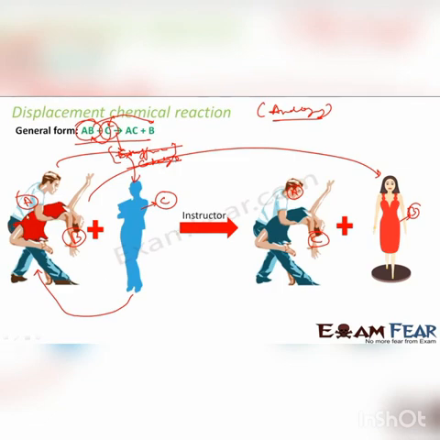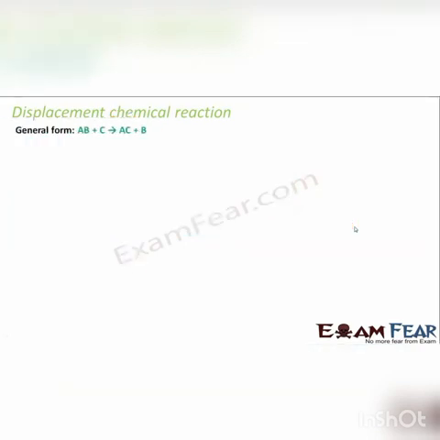But at the end of the day, what's happening is A and B were dancing, C came, and now A and C are dancing, and B is gone, right? So this person C took the place of B, and B is out now. Correct? This may happen in real life when you're practicing dance in school, and the teacher says that this pair doesn't look good, let's change the pair. So that's one example of a displacement chemical reaction in our daily life.